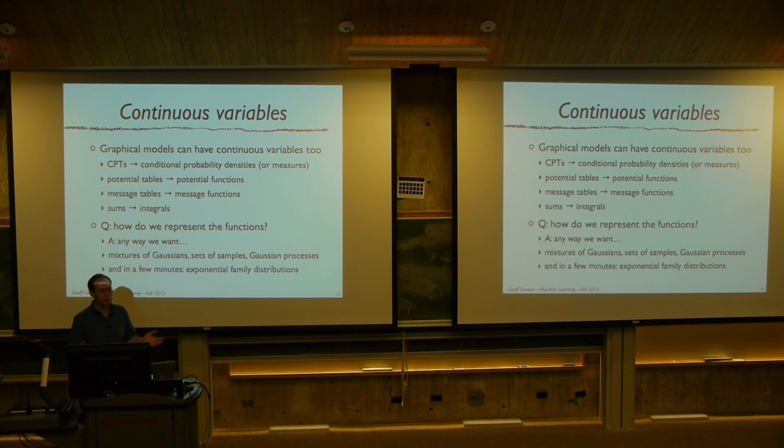Continuous variables, right? So we've been working with discrete variables. Graphical models can have perfectly well continuous variables as well. So instead of conditional probability tables, we'd have conditional probability densities or conditional probability measures to deal with continuous variables. Instead of tables of potentials, we'd have potential functions, right? So instead of having rows correspond to one variable and columns correspond to another variable, you'd have a function with two arguments, right? And that would be your potential.